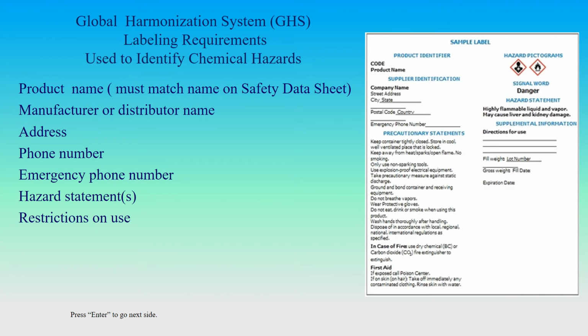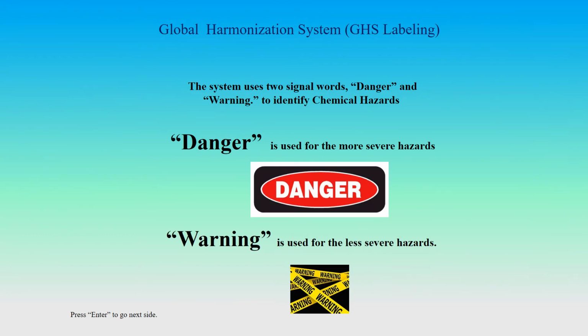Globally Harmonized System, GHS. Labeling requirements used to identify chemical hazards include product name, must match the name on the safety data sheet, manufacturer or distributor name, address, phone number, emergency phone number, hazard statements, restriction on use. GHS labeling. The system uses two signal words, danger and warning, to identify chemical hazards. Danger is used for more severe hazards, and warning is used for less severe hazards.